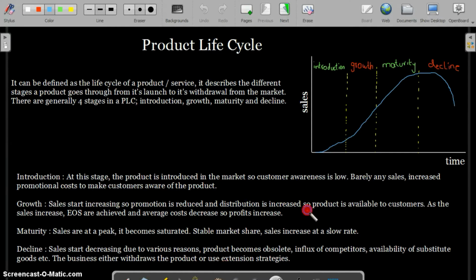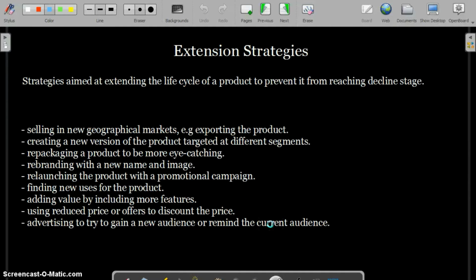So basically, the product life cycle has four stages: introduction, growth, maturity, and decline. Now not all products have the same product life cycle. Some might even last for 25 years or still have not reached decline even after many years, like Coca-Cola or Pepsi. They are still in their maturity or saturation phase and don't reach decline. Why is that? That's because of the extension strategies. So let's see what extension strategies are.